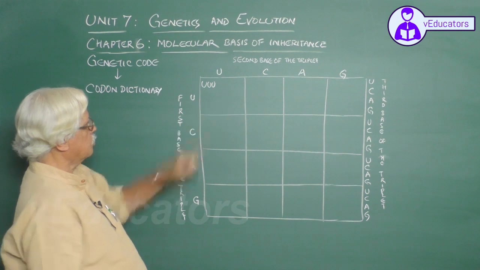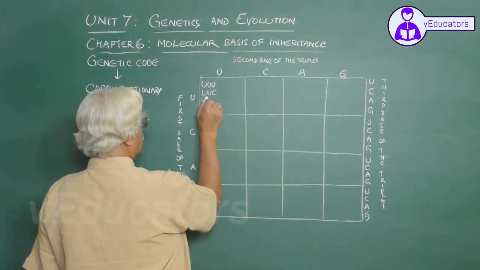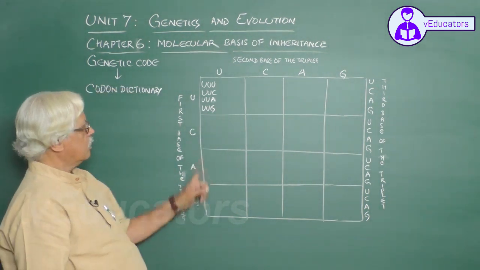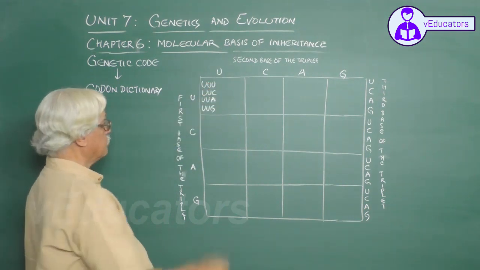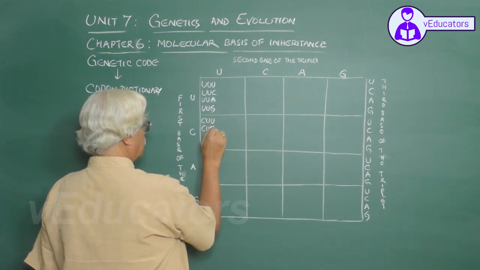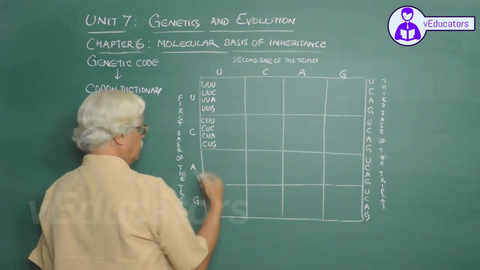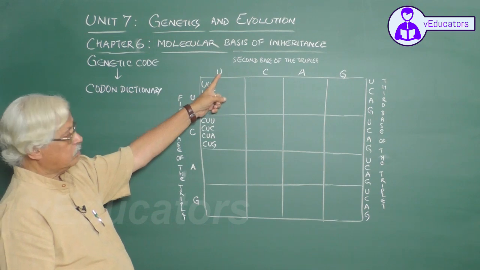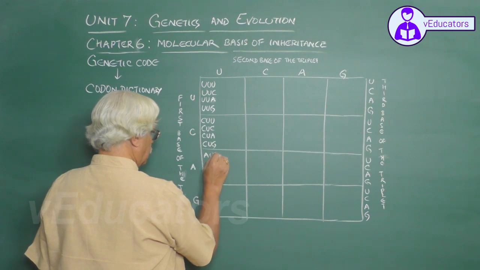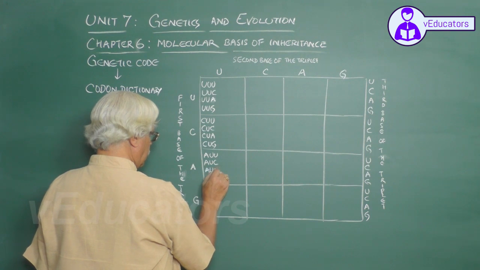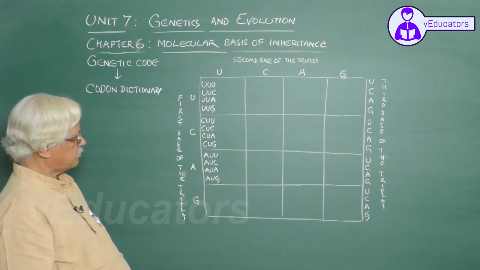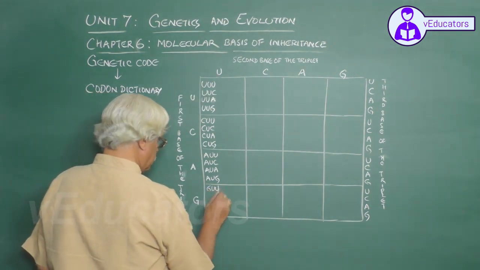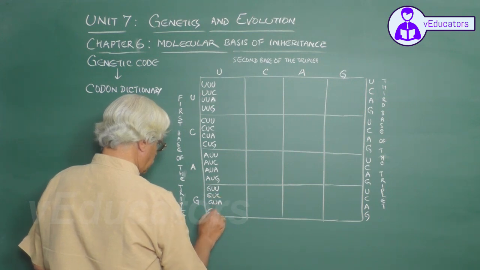So UUU, UUC, UUA, UUG. Now the first base will be C, second base will be U. So CUU, CUC, CUA, CUG. For this box, the first base will be A, second base will be U, then U, C, A, G. So AUU, AUC, AUA, AUG. For this box, first base will be G, second base will be U: GUU, GUC, GUA, GUG.